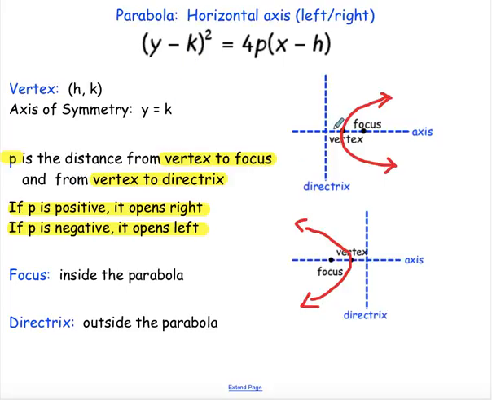So the same idea applies, that the distance from the vertex to the focus, so this distance right here, is P, and the distance from the directrix to the vertex is P. Again, that's highlighted here. Same thing, if P is positive, now it's going to open right. If P is negative, it's going to open left. And the focus is always inside and the directrix is always outside. But now do you see the directrix is going to be a vertical line?